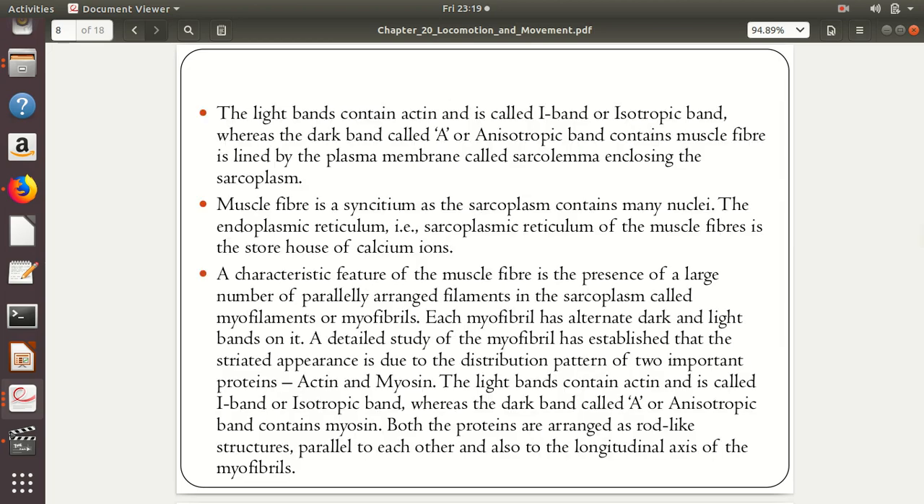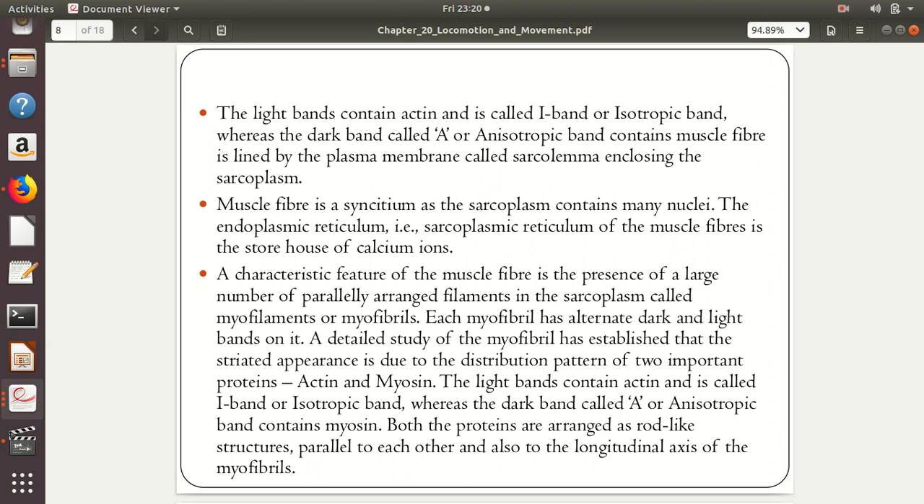The light band contains actin and is called the I band or isotropic band. The dark band is called the A or anisotropic band, and it contains myosin. The muscle fiber is lined by the plasma membrane called sarcolemma, which encloses the sarcoplasm. The muscle fiber is a syncytium, as already discussed, as the sarcoplasm contains numerous nuclei. The sarcoplasmic reticulum of the muscle fibers is the storehouse of calcium ions.